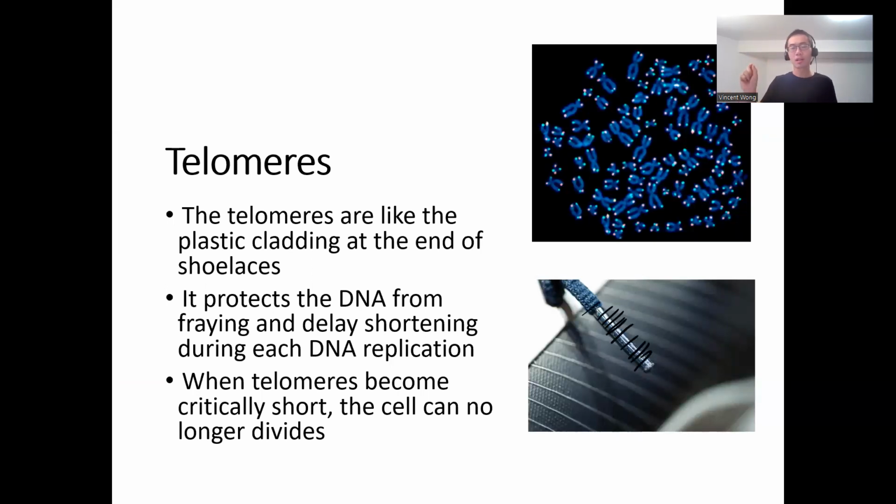They will get too short, critically short, we say, and then the cell will send a signal and say, we shouldn't divide anymore. Because if I copy the DNA one more time, we will actually be losing coding DNA, and that is not good. You can see in this picture, the blue X's are chromosomes, and the part that lights up at the end, those are the telomeres, the TTAGGG, the part that is not going to be coding for anything. All right.